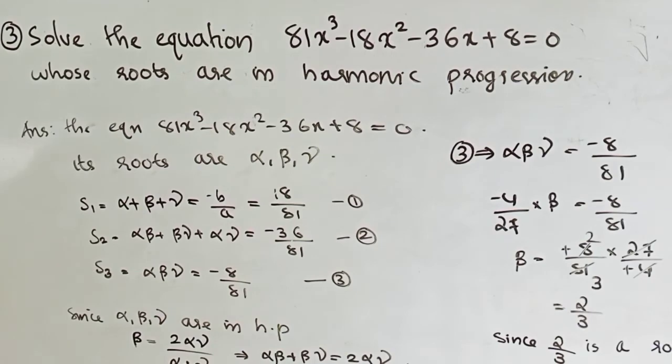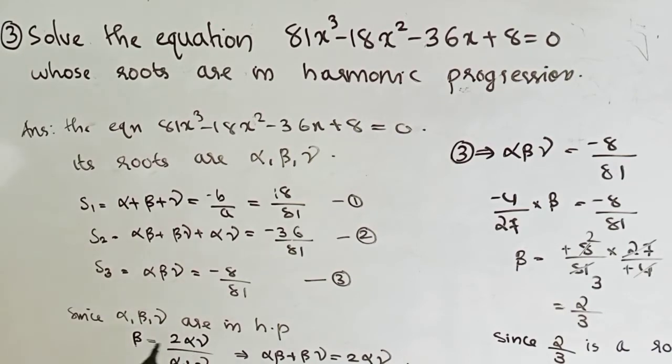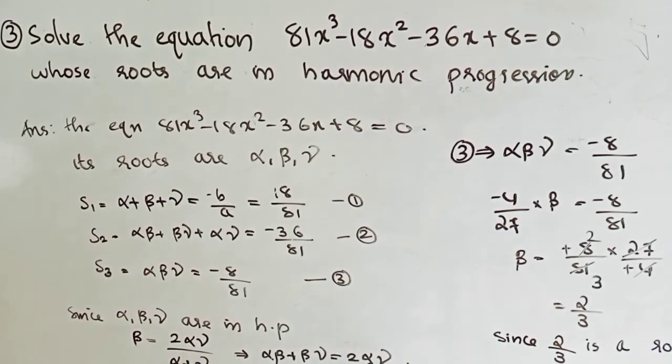So here the condition is that the roots are in harmonic progression. Since the roots are in harmonic progression, we can write beta as 2 alpha gamma by alpha plus gamma. This implies beta into alpha, that is alpha beta, plus beta into gamma, that is beta gamma. Alpha beta plus beta gamma is equal to 2 alpha gamma.